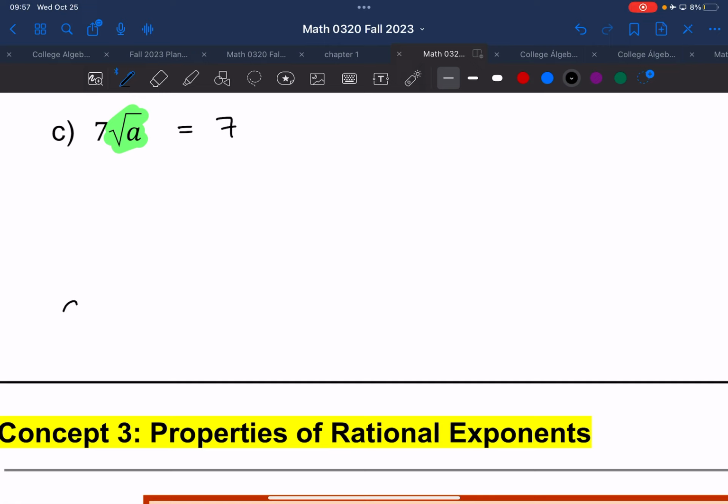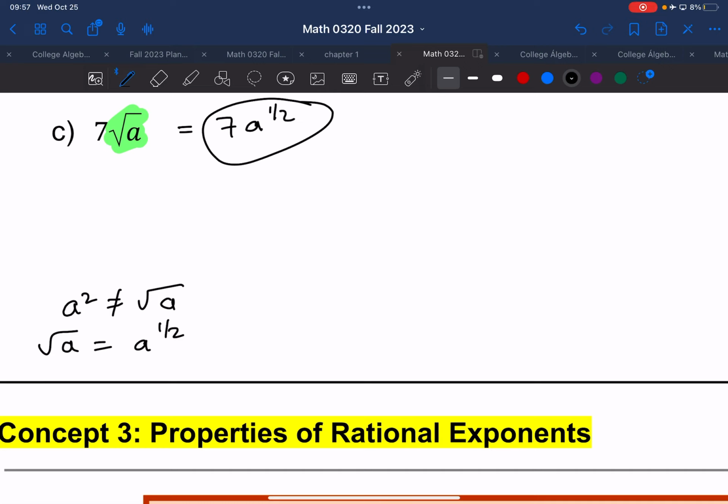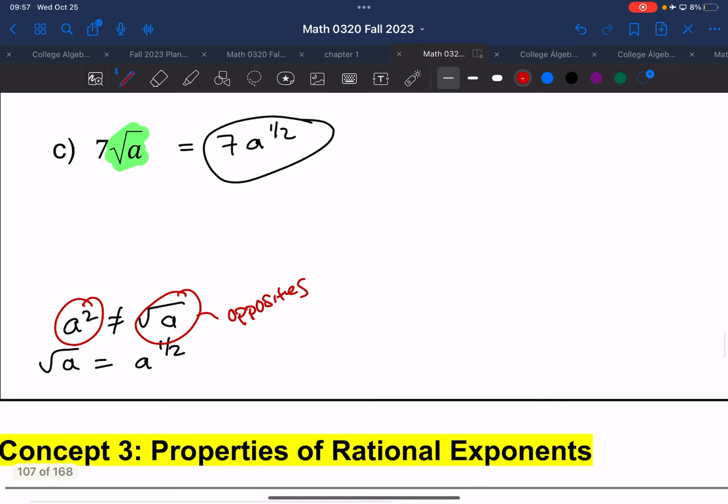1/2. Remember, A squared is not the same as the square root of A. Square root of A is the same as A to the power of 1/2. So A to the 1/2. And then that would be our answer. The relation between A squared and the square root of A is that they cancel each other out. They're opposites. Okay, so we got 7A to the 1/2 power.